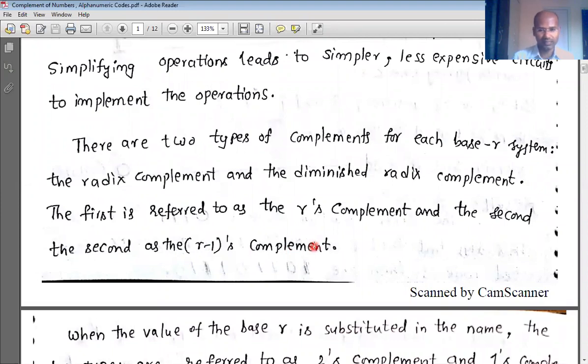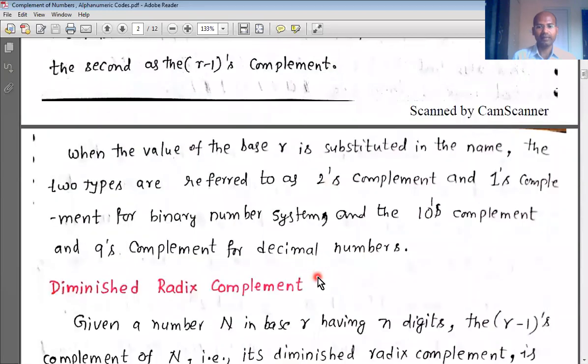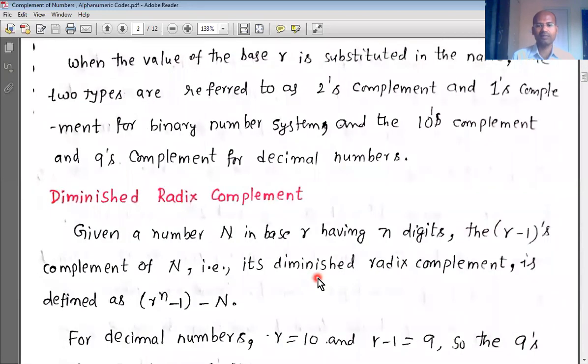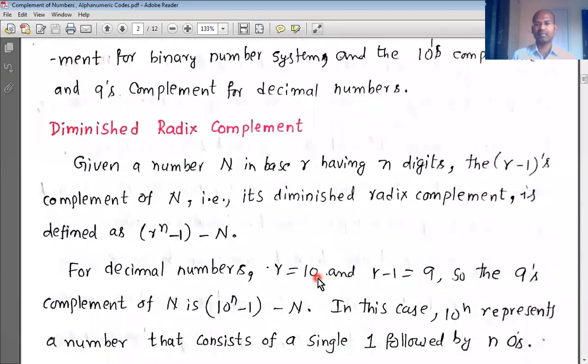Let's do it again. In the decimal system, how many complements do we have? In the decimal system, whose base is 10, we have 10's complement and 9's complement. In the binary system, we have 2's complement and 1's complement. In the hexadecimal system, we have 16's complement and 15's complement. In the octal system, we have 8's complement and 7's complement, right?